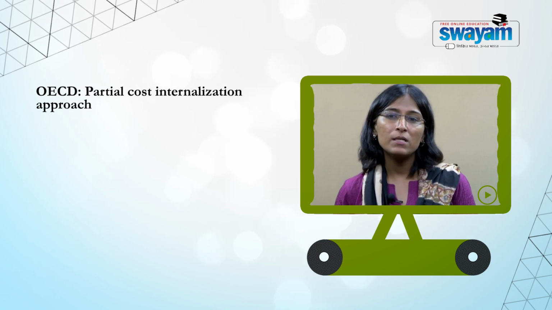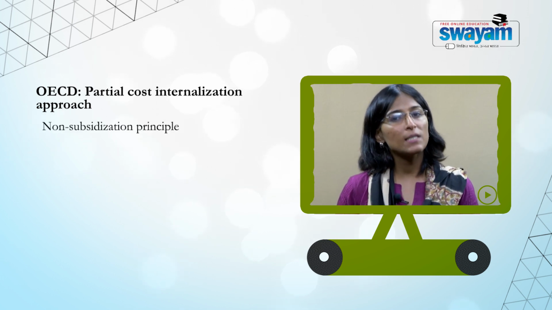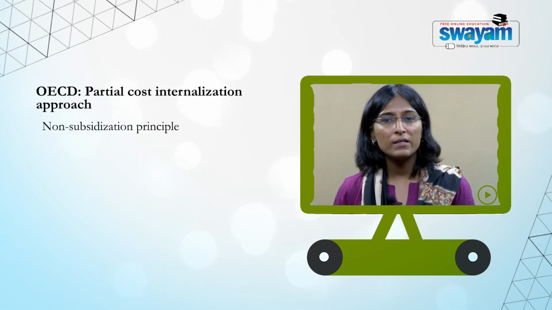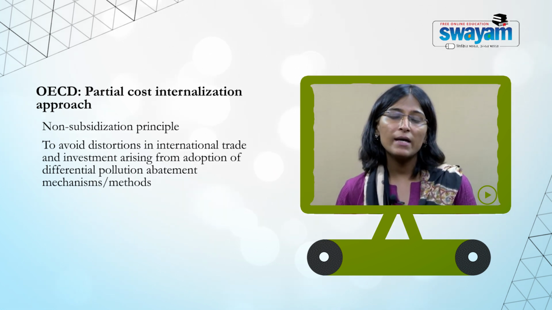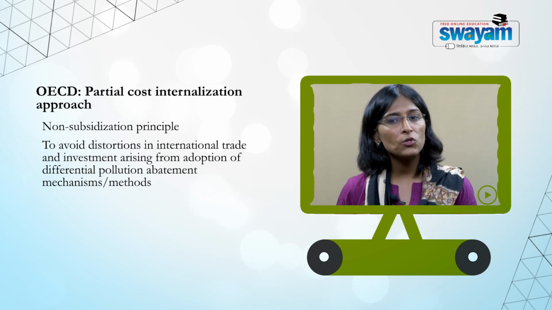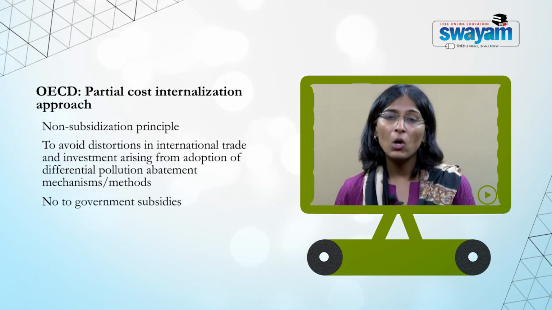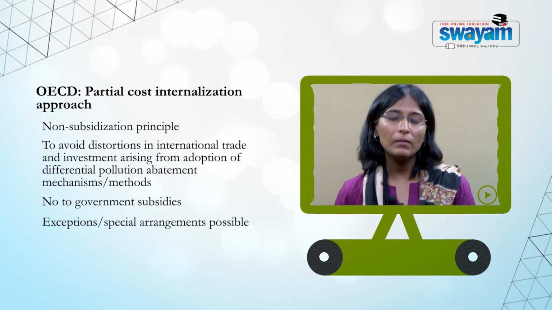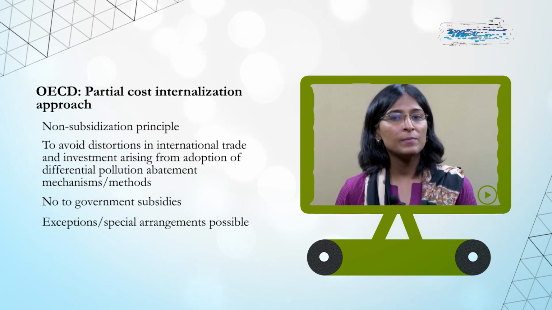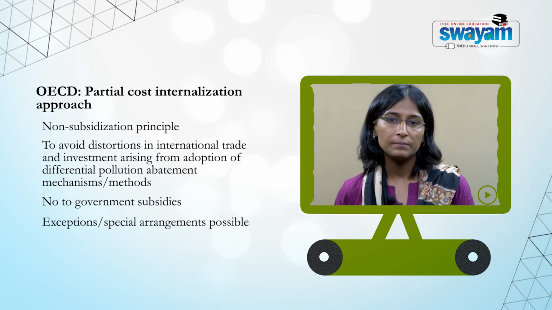The other important element of this partial cost internalization approach of the OECD is the non-subsidization principle. The idea is to avoid distortions in international trade and investment arising from adoption of differential pollution abatement mechanisms or methods by the polluters. It's based on saying no to government subsidies. However, exceptions or special arrangements have been made possible. In other words, the polluter pays principle does not apply in absolute. Exceptions have been envisaged to it.